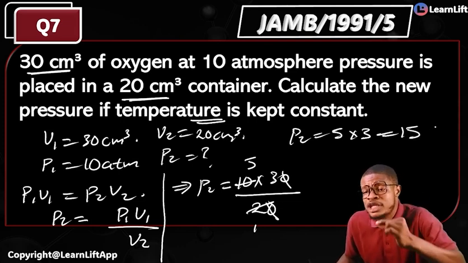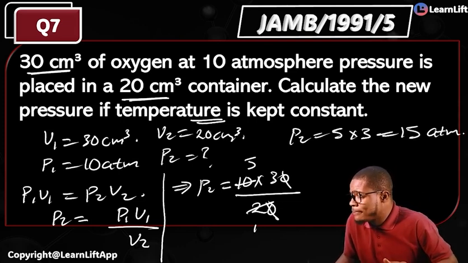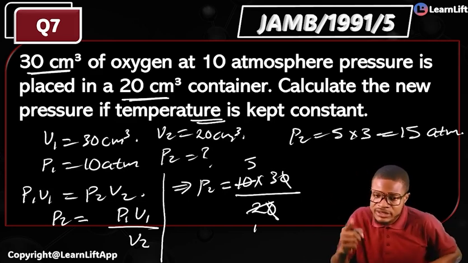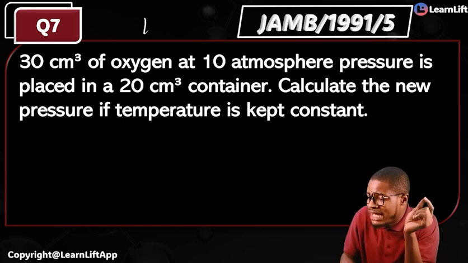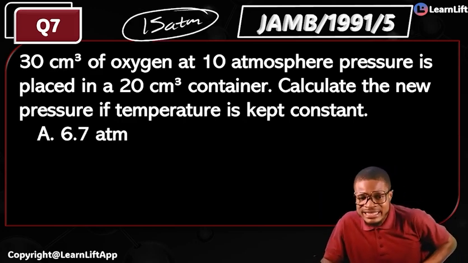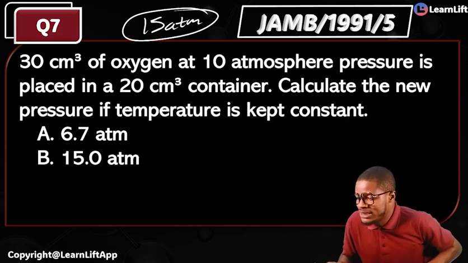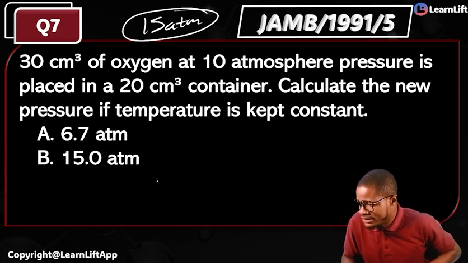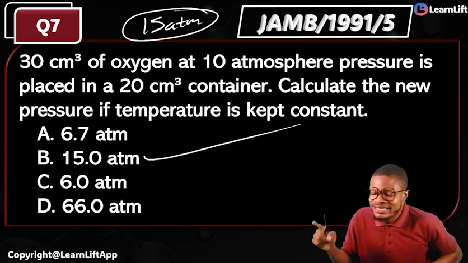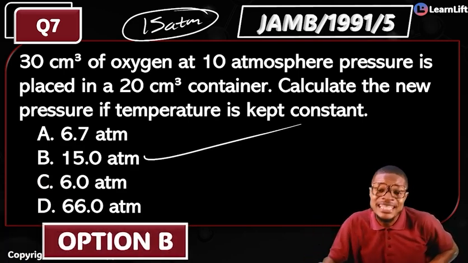15, what's the unit of pressure there? ATM. 15 ATM is the answer. So let's check and see the option that is 15 ATM. Option A says 6.7. No. Option B says 15.0 ATM. Yes, that's 15. Option C says 6 ATM. D says 66 ATM. What is the answer? Option B is the answer.